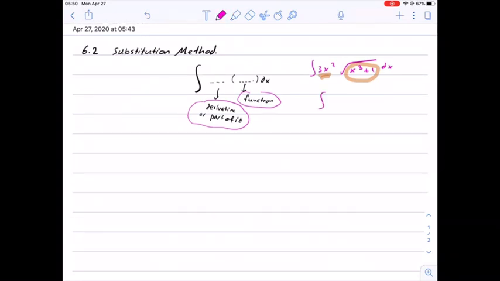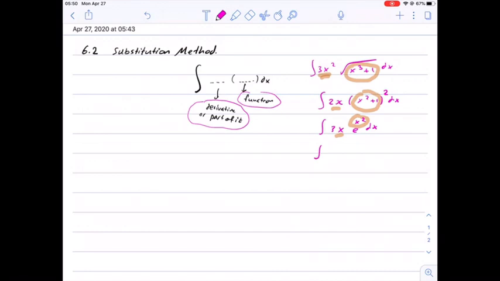Or we may see something like this: the integral of 2x times (x squared plus 1) all raised to power 2. Here we have a function. The function here is x squared plus 1 and its derivative is 2x. Also, we may see something like this: 3x e to the x squared dx. The function is x squared and its derivative is 2x, but we only have x here. So that's part of its derivative. So we know that we can apply the substitution method.